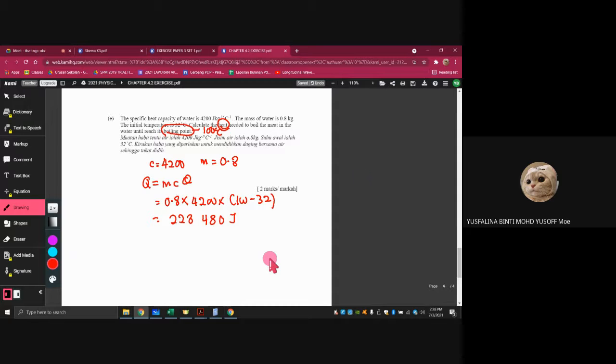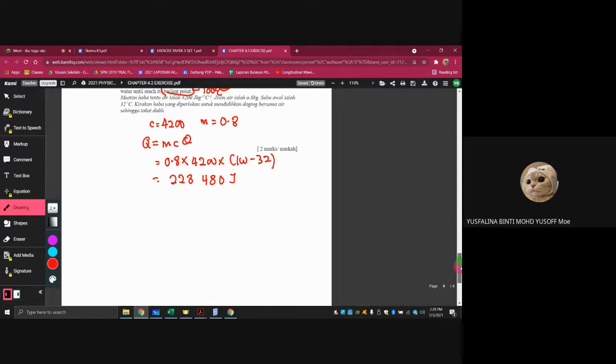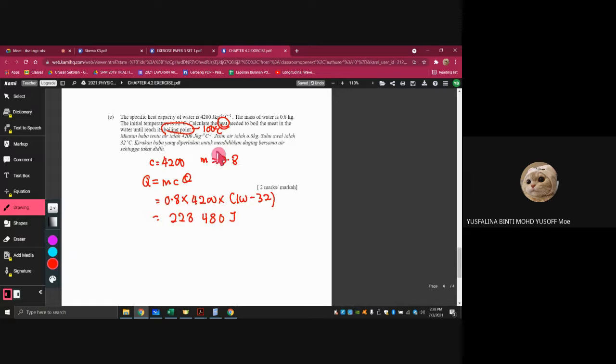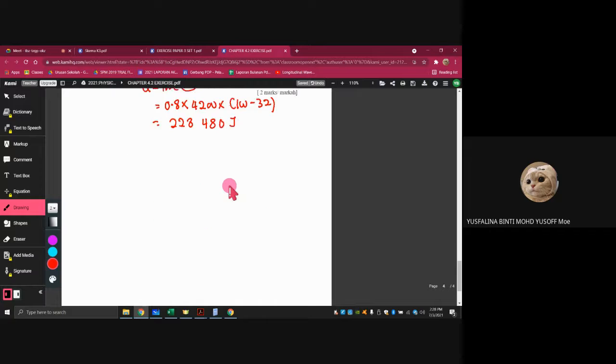So this is a very easy one. You just straight away use the formula, but the tricky part is this: if you don't know the boiling point is 100, you will take 32 then. So 100 minus 32. So theta is actually the increase in temperature. Okay, so we finished discussing 4.2.